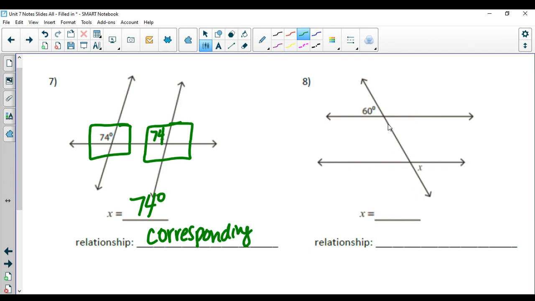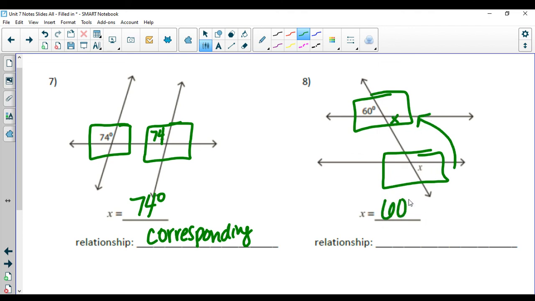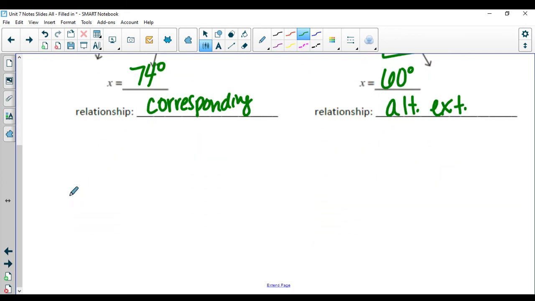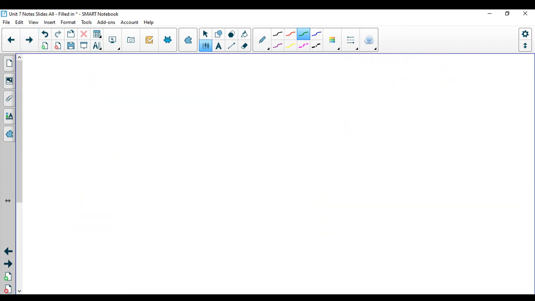And the last one here, if we clump and clump, I can move that 60 down, or we can actually slide up if we really wanted to. The x would go right down here, so x is going to be 60 degrees, and those are alternate exterior angles then. So that's 7 and 8 for you. And that is it for lesson 7.5 then, talking about those parallel lines, doing the angle clump and the angle slide.